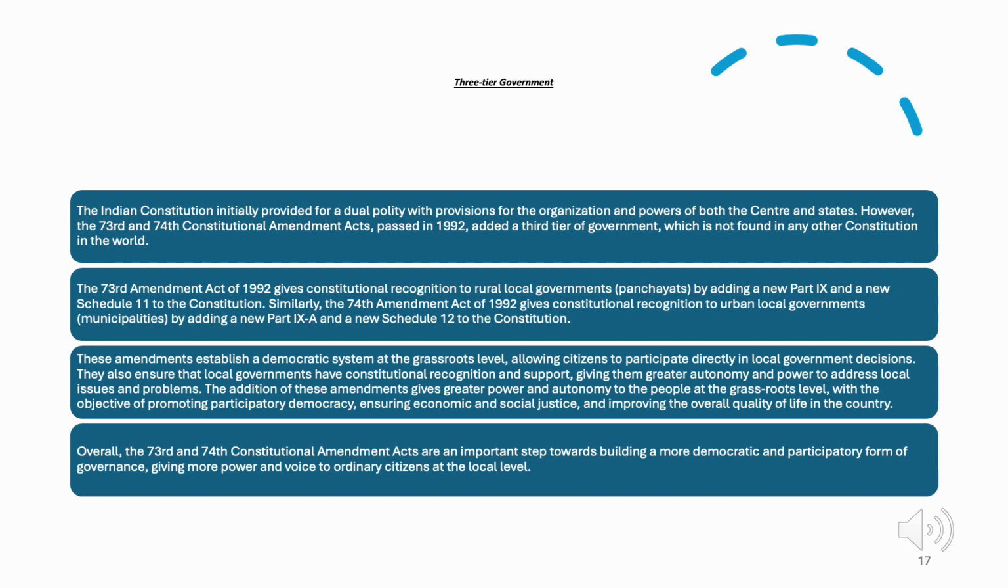Three-tier government. The Indian Constitution initially provided for a dual polity with provisions for the organization and powers of both the centre and states. However, the 73rd and 74th Constitutional Amendment Acts, passed in 1992, added a third tier of government, which is not found in any other constitution in the world. The 73rd Amendment Act of 1992 gives constitutional recognition to rural local governments, panchayats, by adding a new Part 9 and a new Schedule 11 to the Constitution.